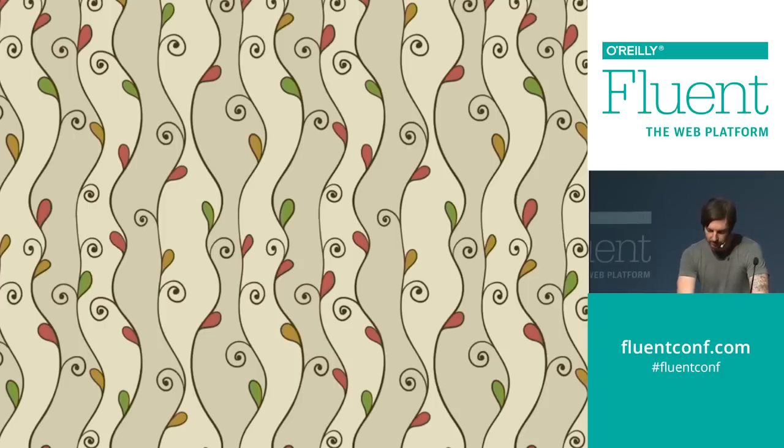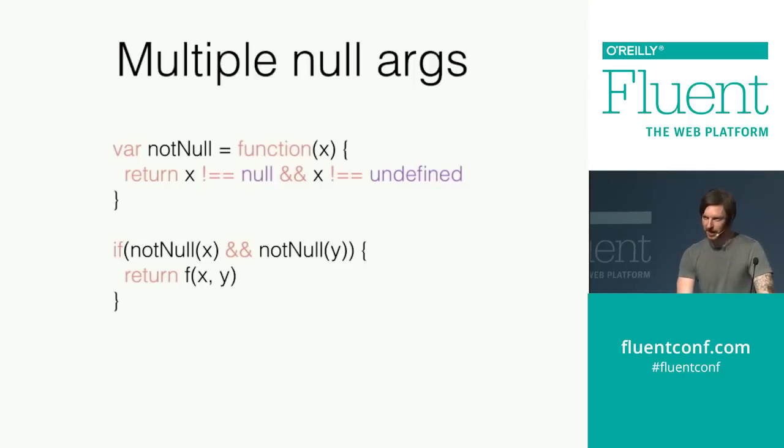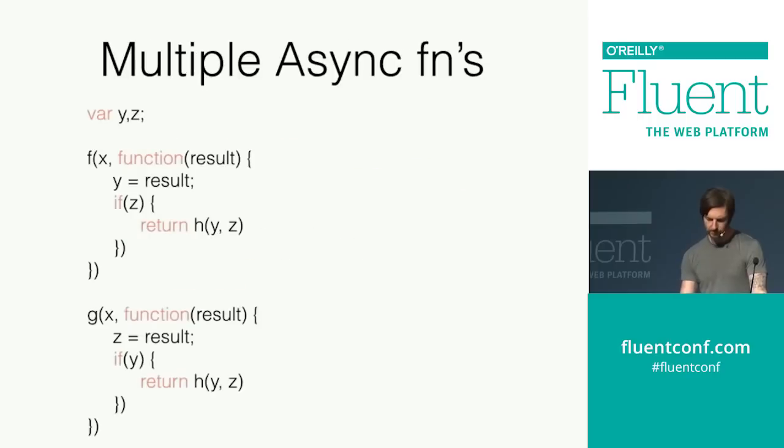OK, another pattern. I think this is like last one or two patterns. I don't know. We'll figure it out. OK, so you've got two different values that may or may not be null, and we want to run our function on it. Or you've got two different asynchronous calls, two different future values, and we want to run our function when both of those values are finished. And this is a pain in the butt.